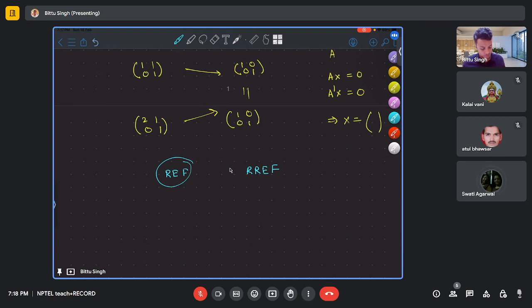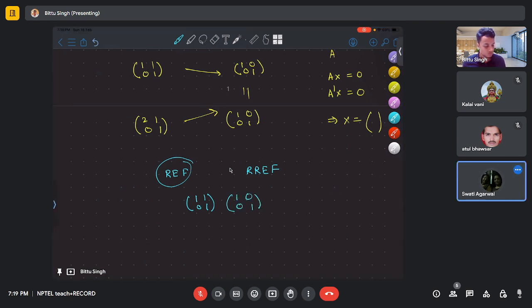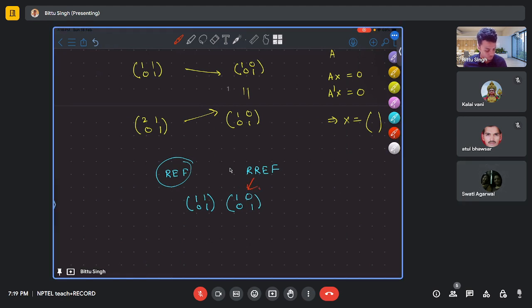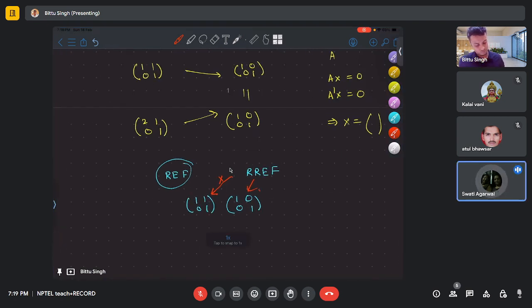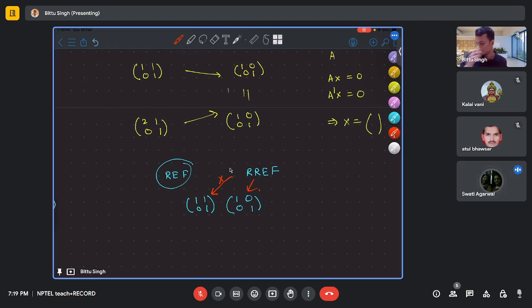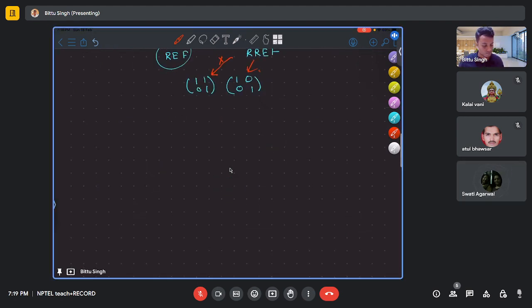For example, this will be a REF, and this is also a REF, but this is the only RREF, and this is not an RREF. So my confusion was with option B, but it looks like if the RREF is the same, then A and B have the same row space. Yes. Thank you. Welcome.